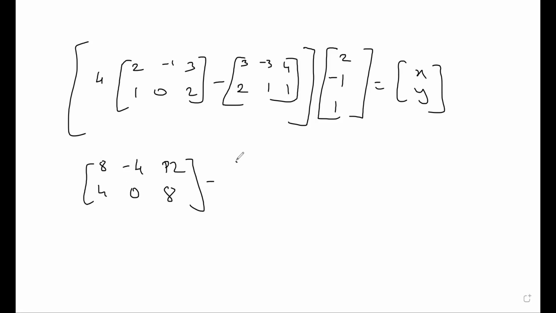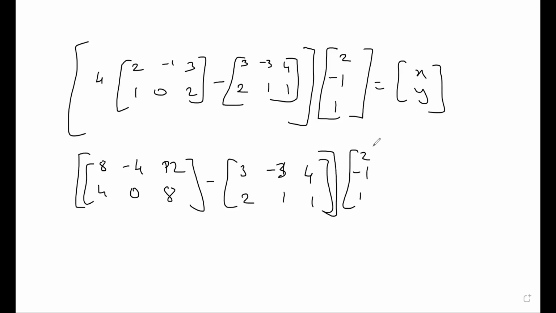4, 0, 8 minus 3 minus 3, 4, 2, 1, 1. Whole thing is multiplied with 2 minus 1, 1. 8 minus 3 is 5. Minus 4 plus 3 will become 1. 12 minus 4 is 8. 4 minus 2 is 2. 0 minus this will become minus 1. And this will become 7.